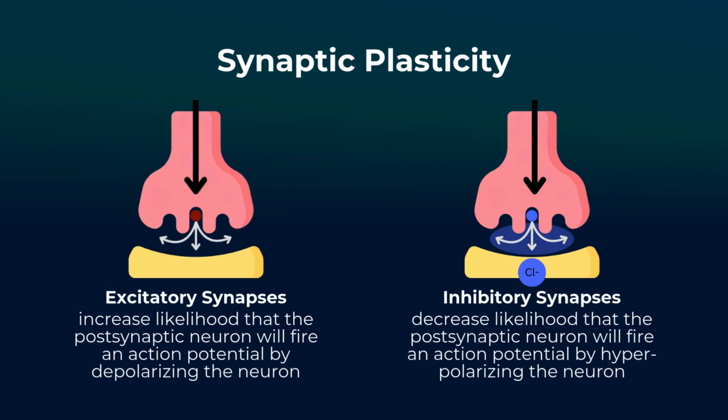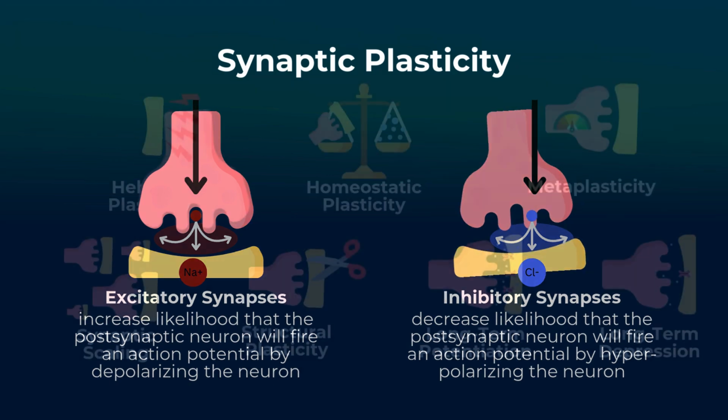Excitatory synapses increase the likelihood that the postsynaptic neuron will fire an action potential by depolarizing the neuron, making it more positively charged. Inhibitory synapses decrease the likelihood that the postsynaptic neuron will fire an action potential by hyperpolarizing the neuron, making it more negatively charged. Viggi has support for both excitatory and inhibitory synapses.